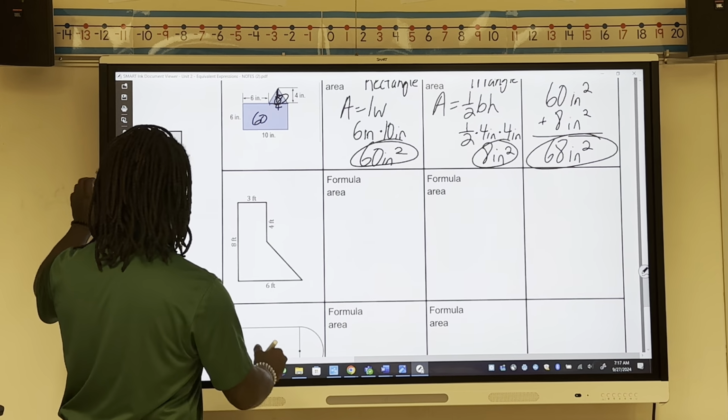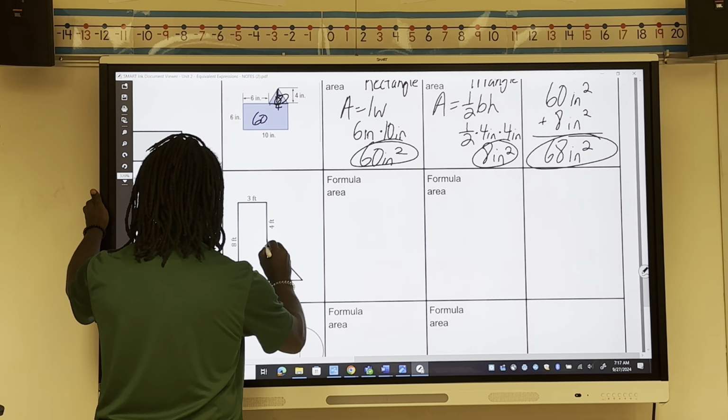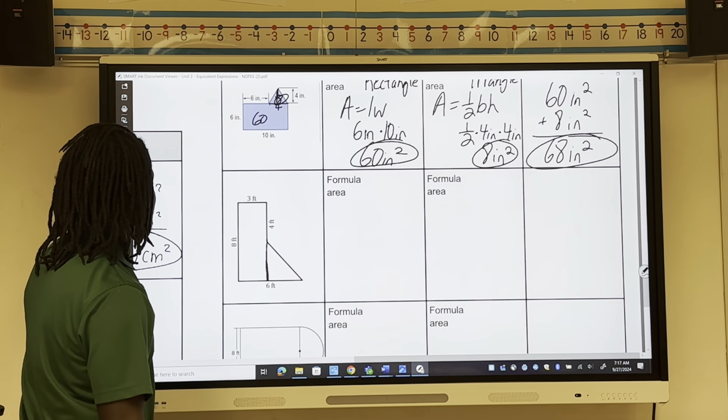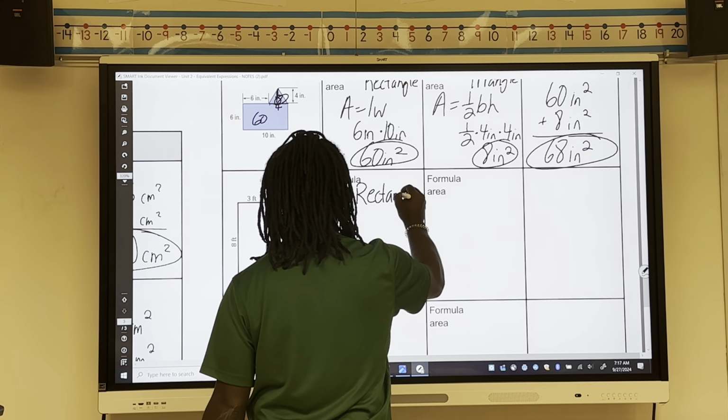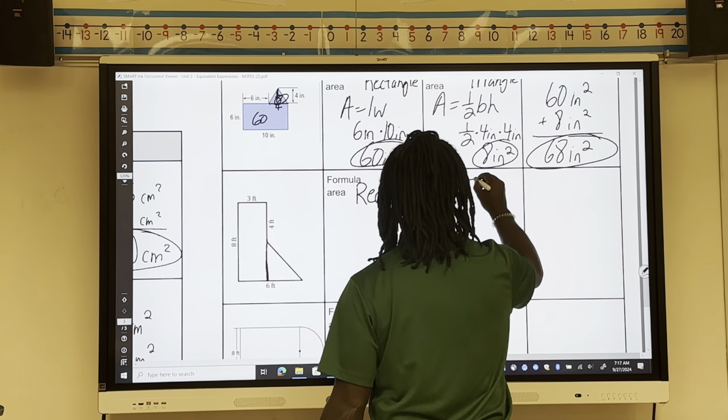Next one, I'm going to divide this up like so, okay? And when I do so, now I got a rectangle. I also have a triangle.